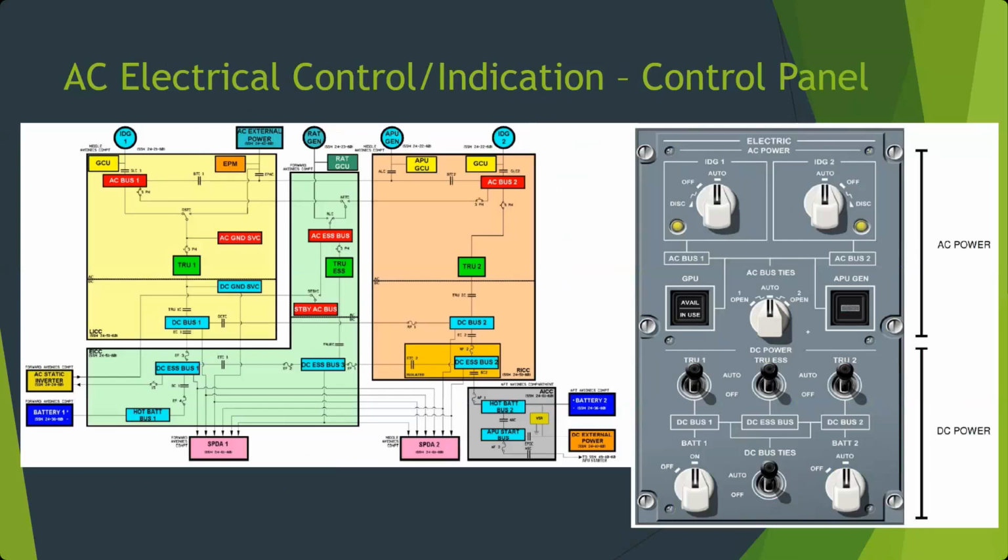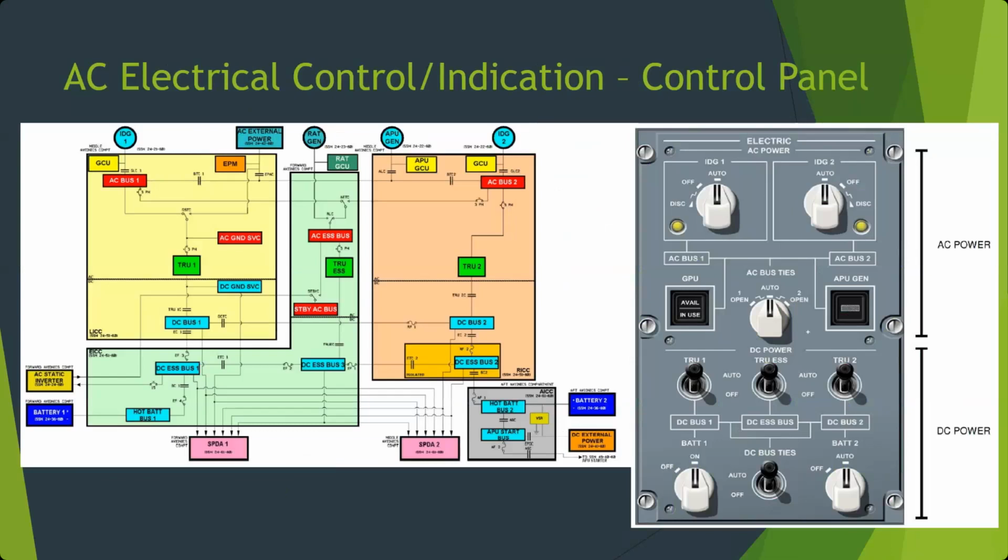Older planes, you've got to turn them on and off. Everything else you can see. Bus ties: the left generator feeds AC bus 1, the right generator feeds AC bus 2. If you look at these side by side, they kind of parallel each other. We've got a schematic over here, and we've got our panel. Here's IDG1, integrated drive generator 1.